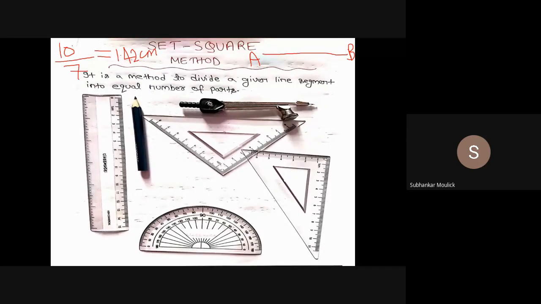In the last case it was 10 by 5, 2 centimeter. Now, if you use the same compass method, you have to take a distance of 1.42 centimeter in your compass with the help of this scale, and then cut 7 equal arc points on this given line segment AB. Now the question is, can you take this 1.42 centimeter length on this scale?